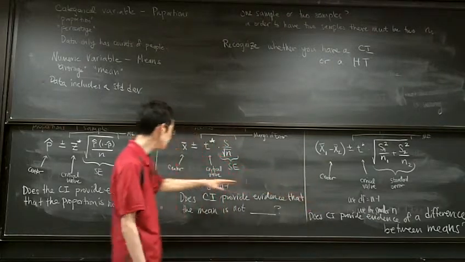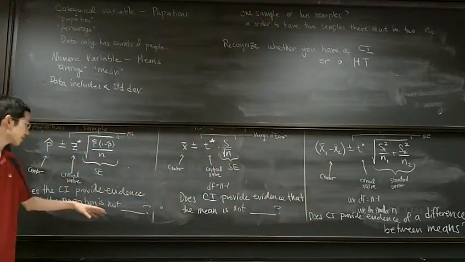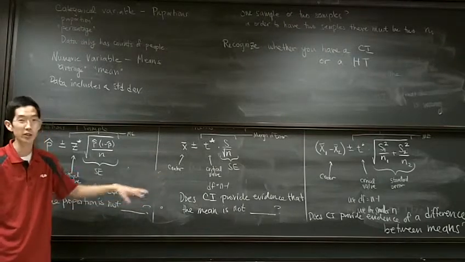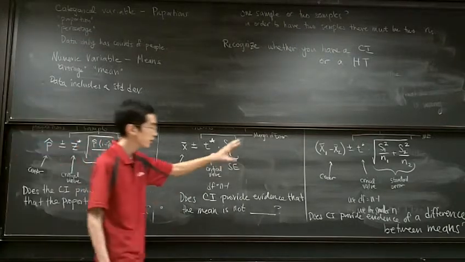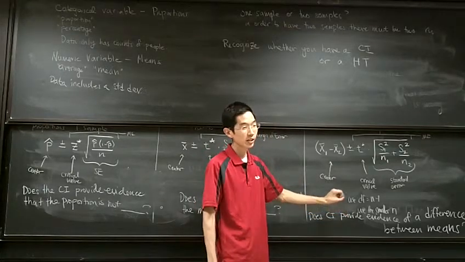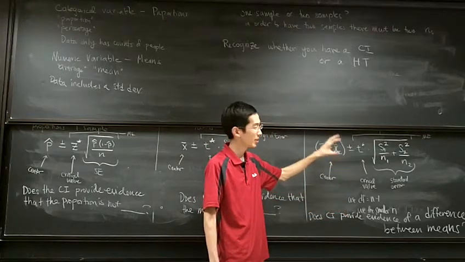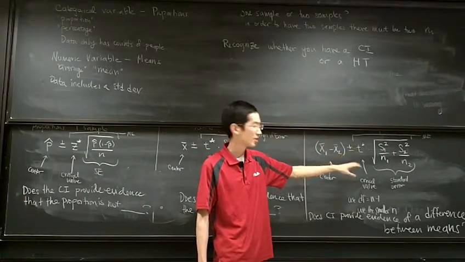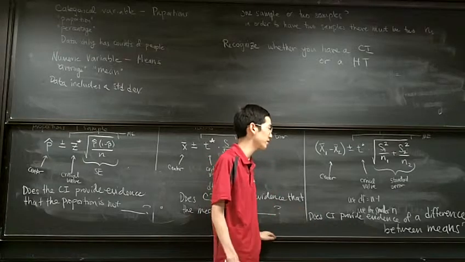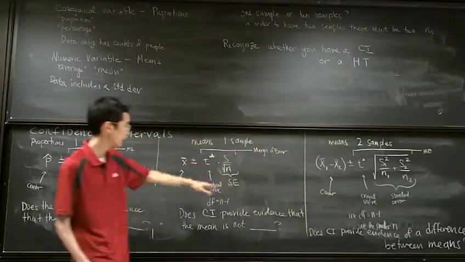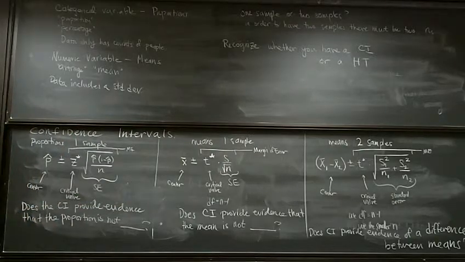So in these two, it will say, does it provide evidence that it's not some number? And you're looking to see if that number is within your interval. This one, if it's asking, is there evidence of a difference between means? It doesn't give you that number to look for, but that means you are looking for 0. So in this scenario, you are looking to see if 0 is in your interval. And over here, you're looking for that some number.